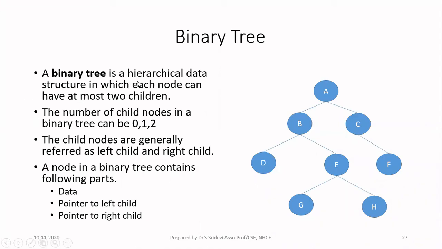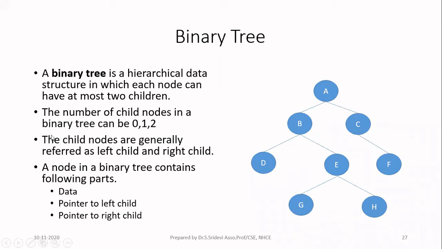So binary tree is a hierarchical data structure in which each node can have at most two children. You know the number system, we have the binary number system. Binary stands for base 2. When we say at most two, it means a node can have either 0 children, or 1 child, or 2 children. In that case, we can call the tree a binary tree.